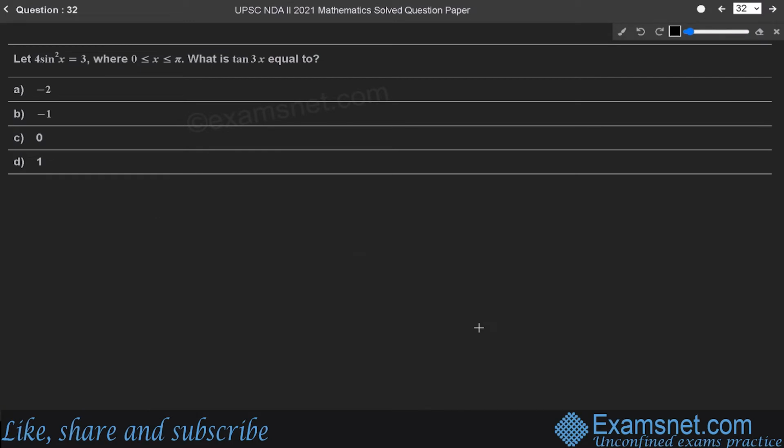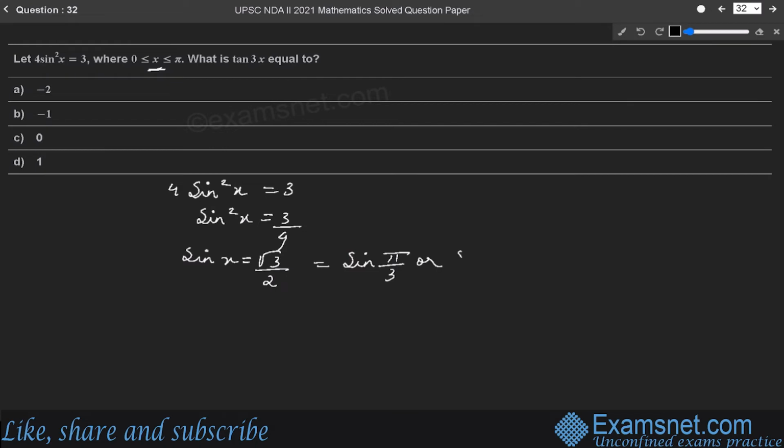Next question is, let 4 sine square x is equal to 3, where x lies between 0 and pi. What is tan 3x equal to? The given trigonometric expression is 4 sine square x is equal to 3. So from here, sine square x will be equal to 3 by 4. And we know that sine x is equal to root 3 by 2, which is sine pi by 3 or sine 2 pi by 3. Therefore, we can say that x will be equal to pi by 3 and 2 pi by 3.